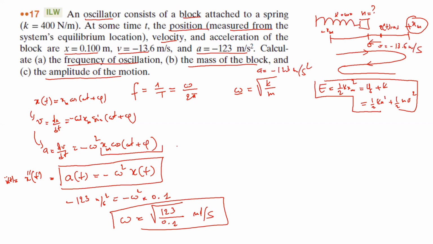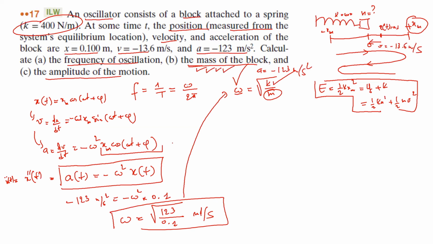Frequency, as we said, is number of oscillation per second. Now, once I get omega, I plug it here. I know omega, I know K, 400. I can know what is the mass easily. So that's the second question.